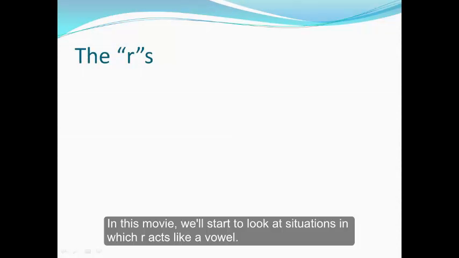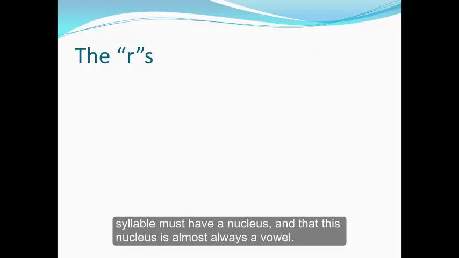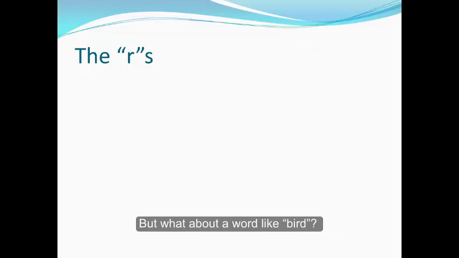In this movie, we'll start to look at situations in which R acts like a vowel. Now, one thing we see when we look more carefully at the parts of a syllable is that every syllable has to have a nucleus, and this nucleus is almost always a vowel. But what about a word like bird?